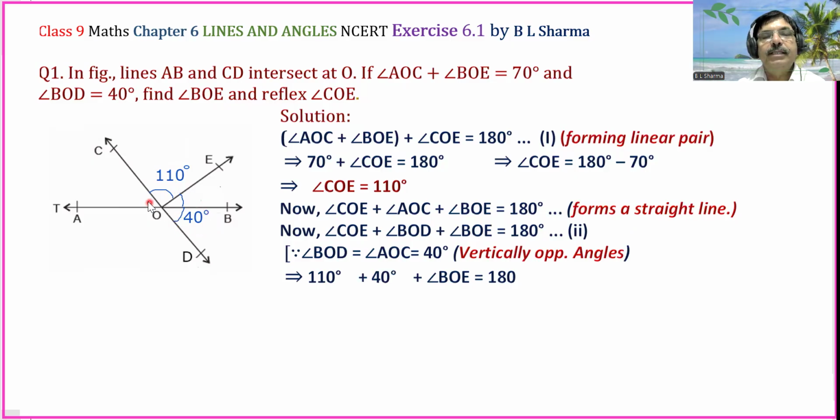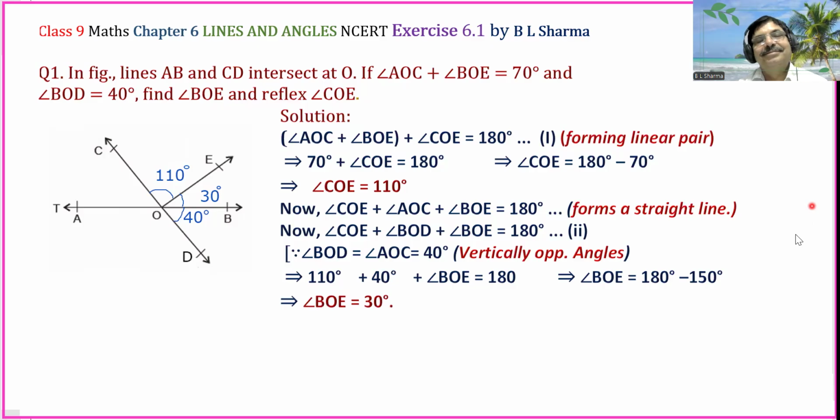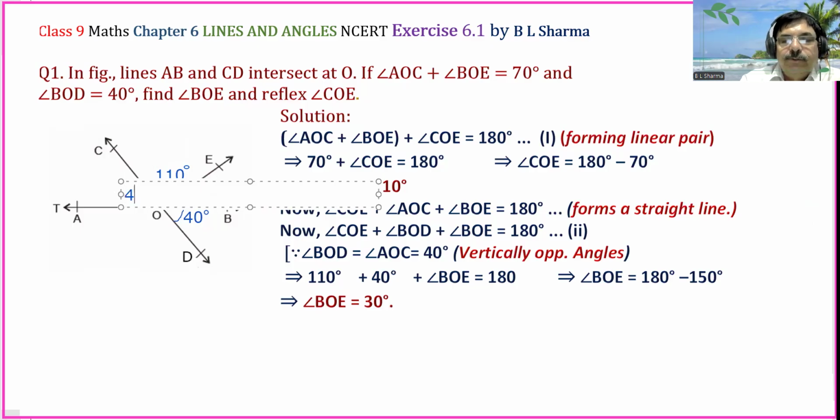Since this angle is 40 degrees, this is a vertically opposite angle. Angle AOD means angle AOC will also be equal to 40 degrees. So 40 plus 110 plus this angle is 180 degrees. So angle BOE will be equal to 180 minus 110 plus 40, 150. So angle BOE will be equal to 30 degrees. This angle 30, this is 110, this is 40, you can say, right? This angle is also 40 degrees.